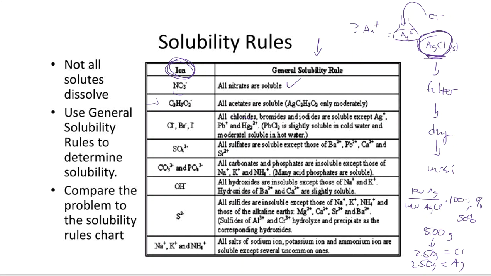All right. If we keep reading the solubility rules, I see some sulfates that are listed. All sulfates are soluble, except those of barium and lead and calcium and strontium. And then carbonate and phosphate are listed. Hydroxides are listed. Sulfides are listed. And finally, the sodium and potassium and ammoniums are down here at the very bottom.